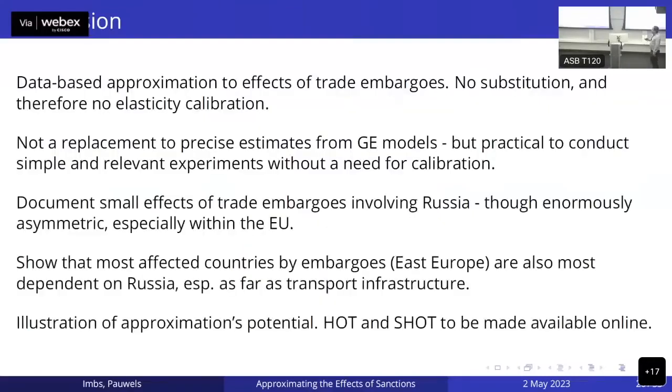So, very quickly to conclude. We provide a data-based approximation to the effect of a trade embargo. There's no substitution and therefore no elasticity to calibrate. Obviously, it's not a replacement for general equilibrium. We just provide a better empirical approximation than rules of thumb or very quick shortcuts. We document the effect of the embargo involving Russia, and we show that it's quite asymmetric overall. Hopefully, we've illustrated the approximation's potential, and we intend to make these simulations and this approximation available online and through our website. Thank you very much.